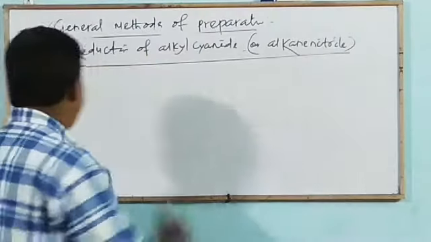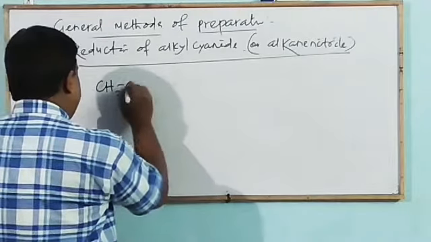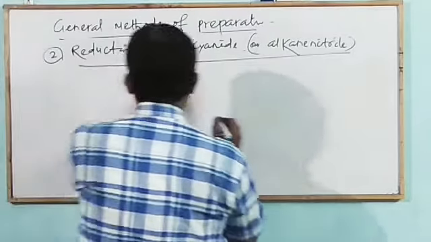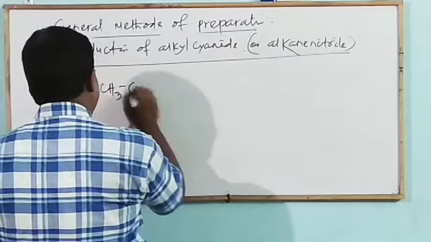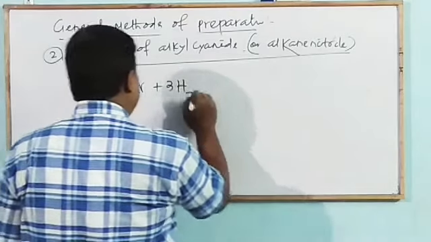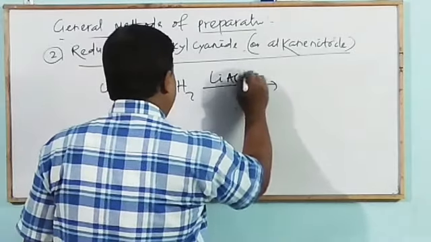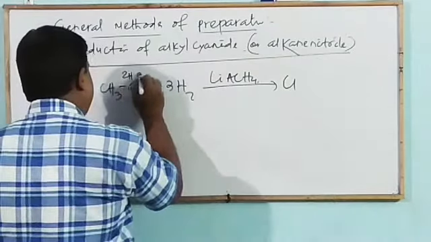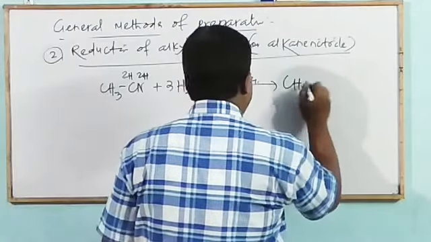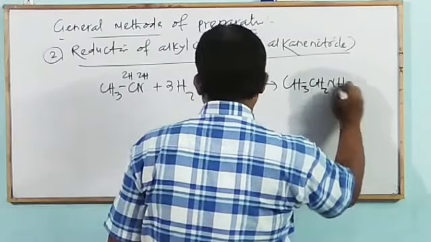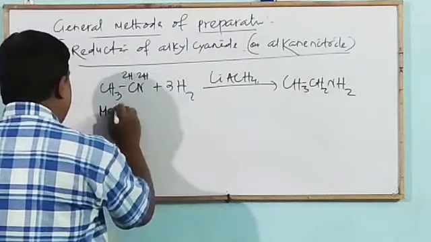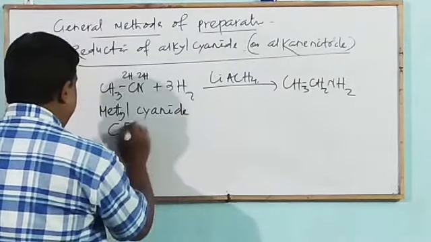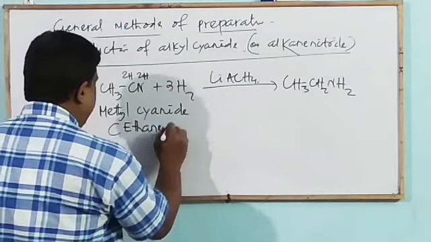Mark the equation. If we select CH3CN plus 3H2 in presence of LiAlH4, what is the product? 2H here, 2H here, CH3CH2NH2. Its name is methyl cyanide or ethane nitrile.